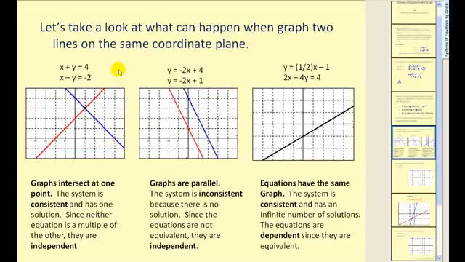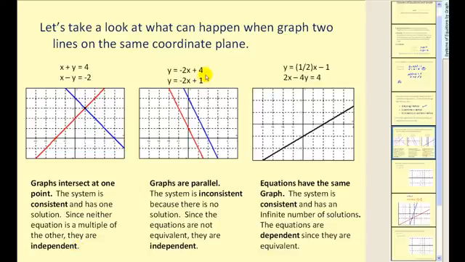All of our equations will be linear, so three things can happen when you graph two linear equations on the same coordinate plane. The first possibility is you have one point of intersection, and this point of intersection here would be the solution. So if this was our system, the solution would be x equals 1 and y equals 3. If the graph intersects at one point, the system is considered consistent and also independent.